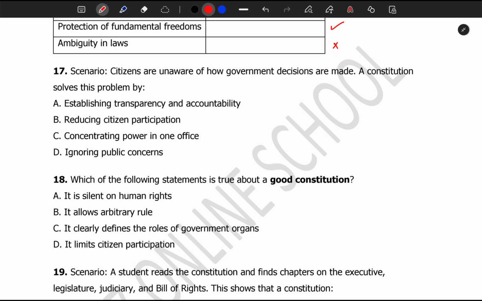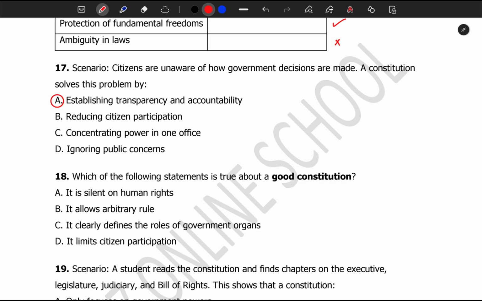Another scenario here, citizens are unaware of how government decisions are made. A constitution solves this problem by, imagine you do not know how government makes decisions. A constitution can only solve this problem by doing what? A, establishing transparency and accountability. B, reducing citizen participation. C, concentrating power in one office. D, ignoring public concerns. Well, it can only do this when it establishes transparency and accountability.